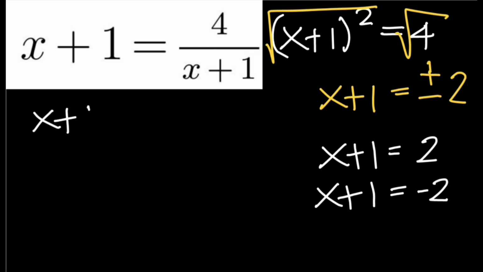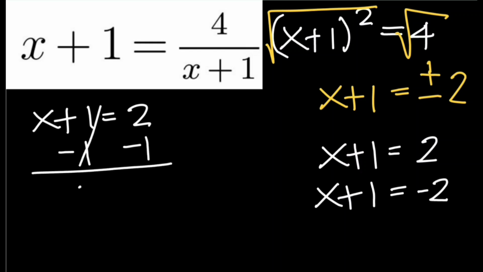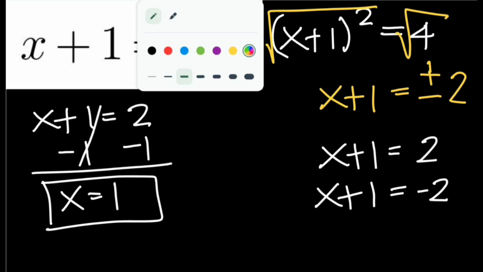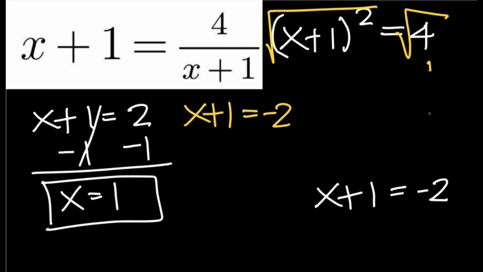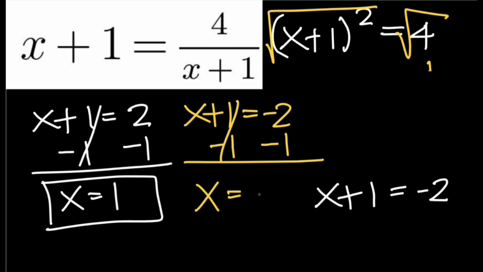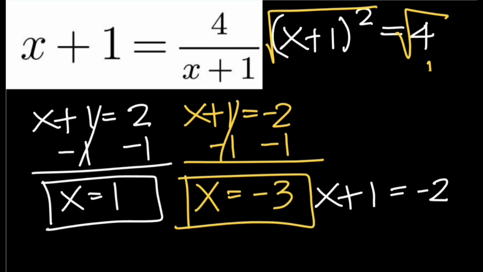So we have x plus 1 equals 2. We subtract 1 from both sides, then we have x equals 2 minus 1, which is positive 1. Then the other one is x plus 1 equals negative 2. We subtract 1 from both sides, and this would become x equals negative 2 minus 1, which is negative 3. Therefore, the values of x here are positive 1 and negative 3.